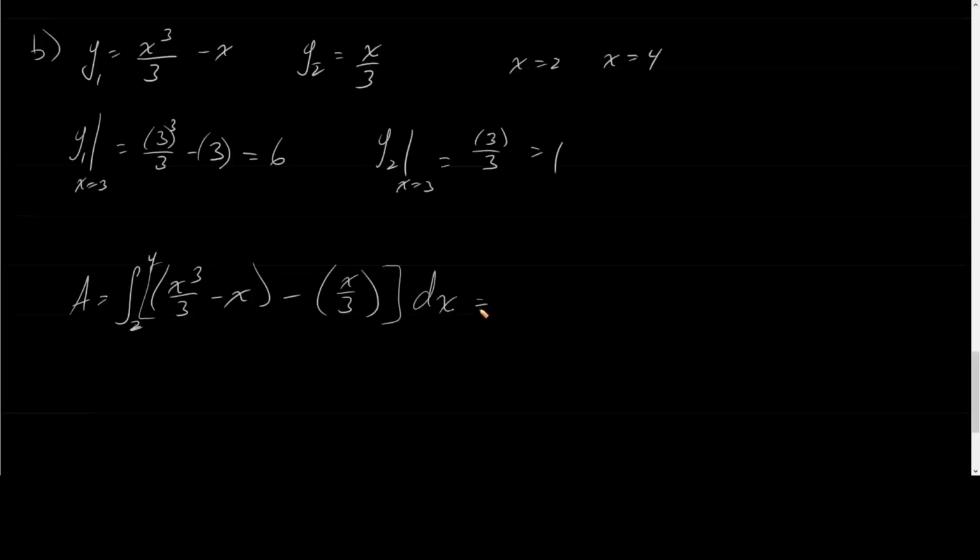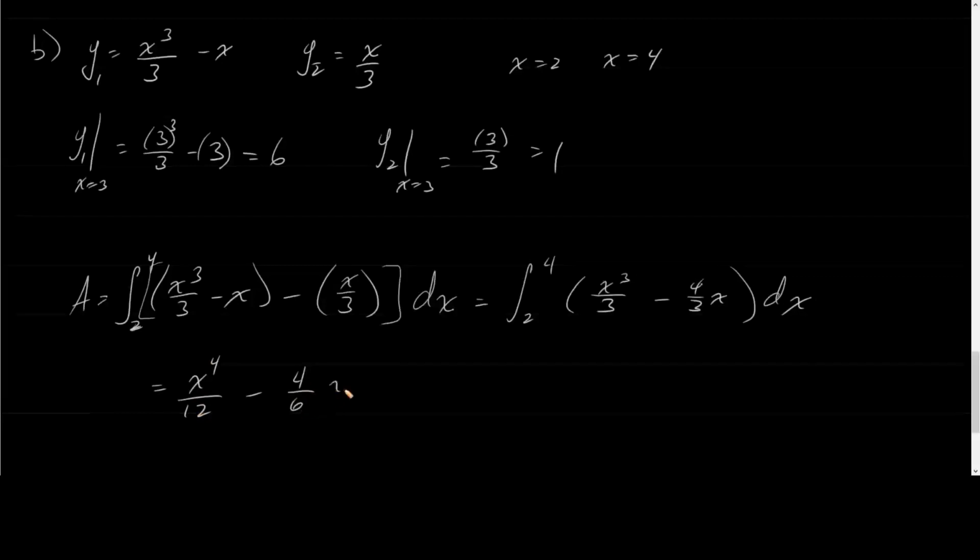And what does that give us? Well, this negative x and negative x over 3 can be combined. So we end up with the integral from 2 to 4 of x cubed over 3 minus 4/3 x dx. And if I integrate here, I end up with x to the 4th over 12 minus 4 over 6 x squared. This 4 over 6 reduces to 2/3, right? Evaluated from 2 to 4.